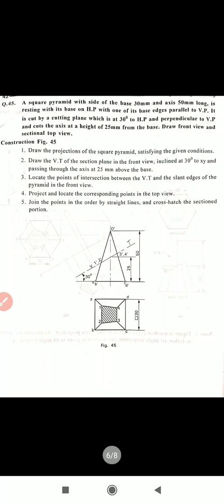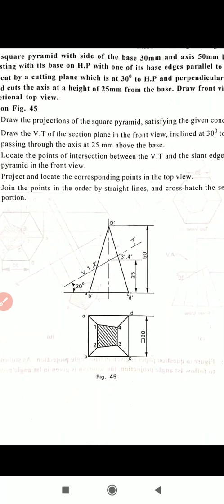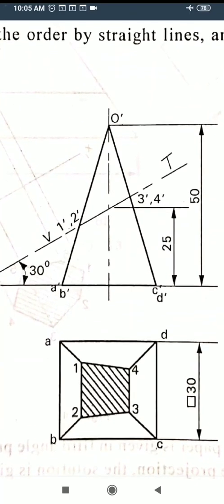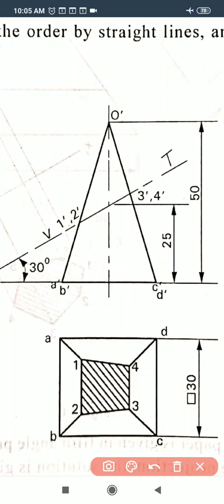So let us see the diagram of the pyramid. So let us draw that. It is given that the dimensions of that pyramid are 30 mm side length and 50 mm axis length. With that it is given that it is resting on its base. So let us start with the top view, because you can see the true shape only from the top view. So this is the XY axis line, and below that is the top view. So let us start with the top view.